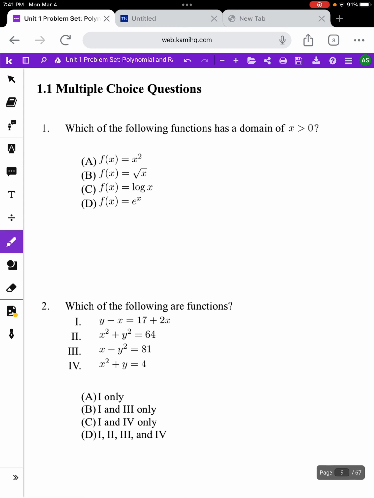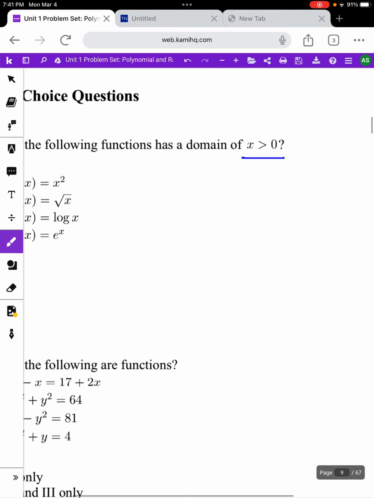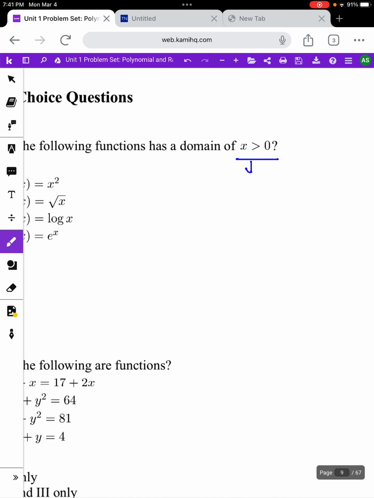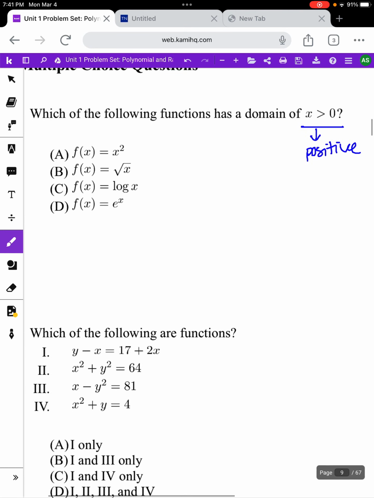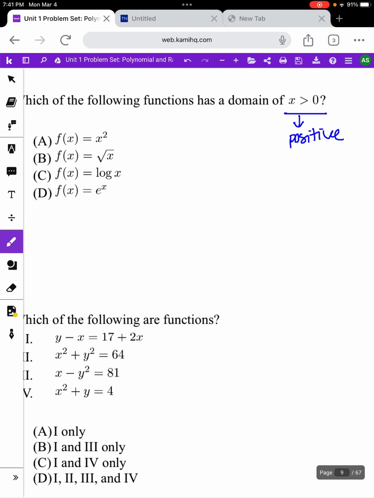All right, which of the following functions has a domain of x greater than 0? So x greater than 0, that would make it all the positive numbers, right? So this is really asking, where can x not be negative? Okay, well, this is fine. X can be negative if it's squared, right? It just turns into a positive, but we don't really care what it turns into. We just care that we're allowed to do it. X can't be negative here, right?